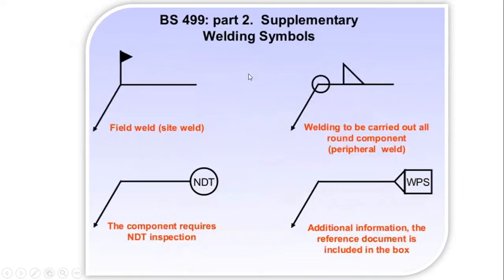Then let's see the list. This is a supplementary weld symbol: field weld, site weld. This is NDT, the component requires NDT inspection. This symbol means the weld is to be carried out all round the component, a peripheral weld. For pipeline, this symbol is used. Additional information and the reference document are included in this box.